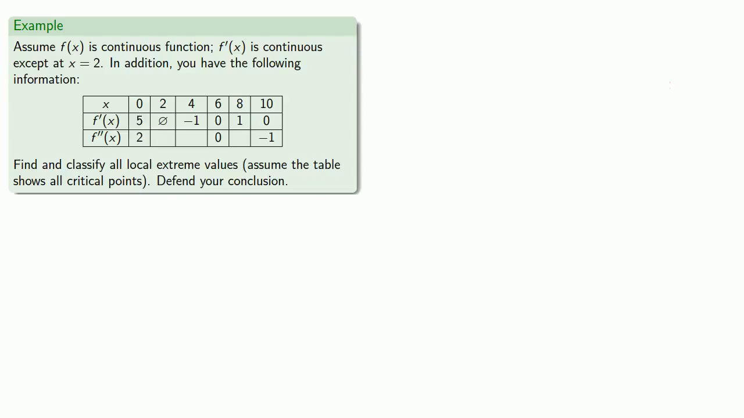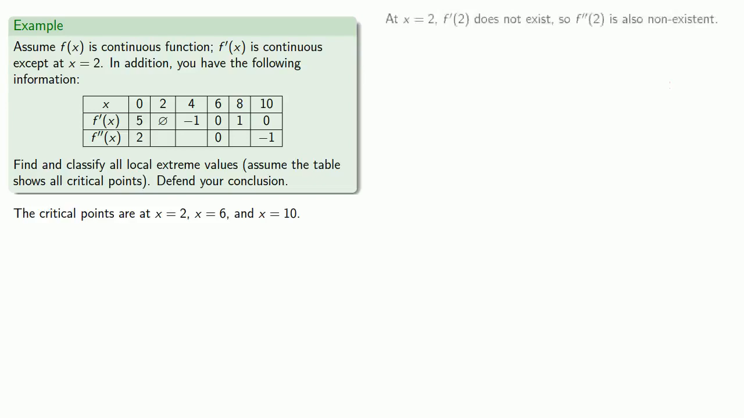So here's a bunch of information about a function and its derivatives. And we might want to keep some other information in mind, namely that f of x is continuous, f prime of x is continuous except at x equals 2, and the table shows all of the critical points. So first off, we might want to identify that the critical points are going to be at x equals 2, x equals 6, and x equals 10. So let's take a look at our second derivative. At x equals 2, our first derivative does not exist, so our second derivative does not exist. And so the second derivative test tells us nothing for x equals 2.